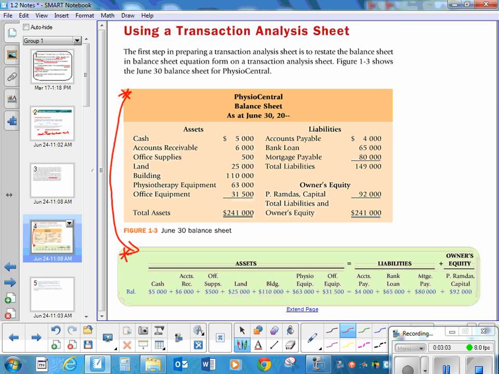So you see that cash is starting with $5,000, accounts receivable $6,000, office supplies $500, land $25,000, a building worth $110,000, physio equipment $63,000, and office equipment $31,500. The liabilities that Physio Central owes: accounts payable $4,000, bank loans $65,000, mortgage payable $80,000, and the capital of Prea Ramdas at this point is $92,000. Okay, so that goes on the very first line of your transaction analysis sheet.